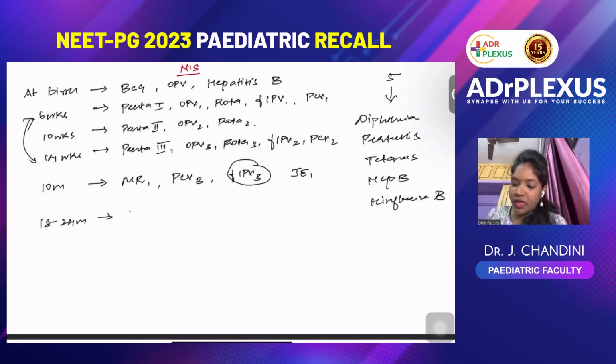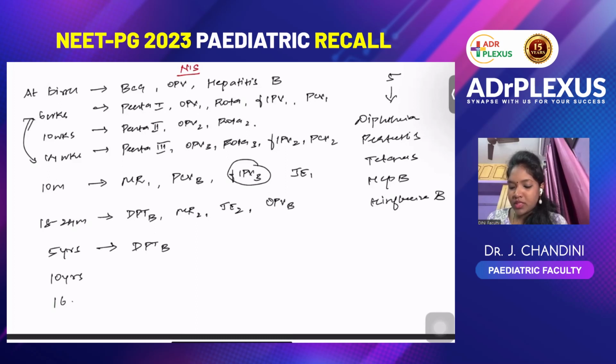Next comes 18 to 24 months. You will give DPT booster, MR second dose. Then, if at all you give JE, you will give JE second dose. Then OPV booster. Okay, all booster doses are given at 18 to 24 months. After this, directly 5 years. At 5 years, you will give another DPT booster. Next, 10 years and 16 years. At 10 years and 16 years, you give TD. Okay, T and small d, TD. So this was the question asked. So this is the national immunization schedule, which you should know by heart.